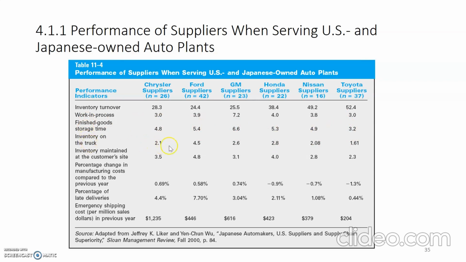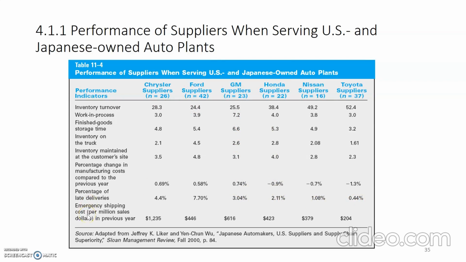Inventory on the truck. You can see the comparison here. Again, generally less. Inventory at the customer side is also less. But focus here on the percentage of change in manufacturing cost, which is negative for Japanese firms, meaning that they have reduced costs. Percentage of late deliveries, that's normal, it can happen. It is 4.4%, 7.7%, and 3% for these firms, but for Japanese firms, only 2%, 1%, and 0.44%.